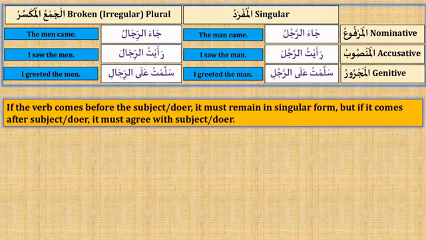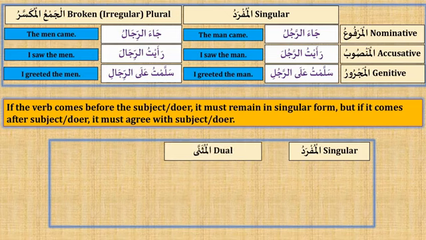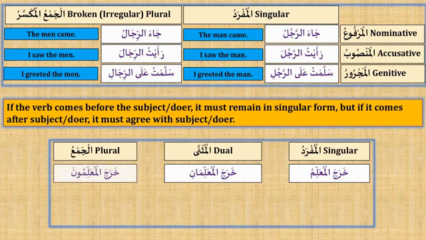If the verb comes before the subject, the doer, it must remain in singular form. But if it comes after the subject, the doer, it must agree with the subject. Now let's understand better in a sentence. Singular, dual and plural. خرج المعلم, خرج المعلمان, خرج المعلمون. خرج means went out, the teacher went out, the two teachers went out, teachers went out, more than two.